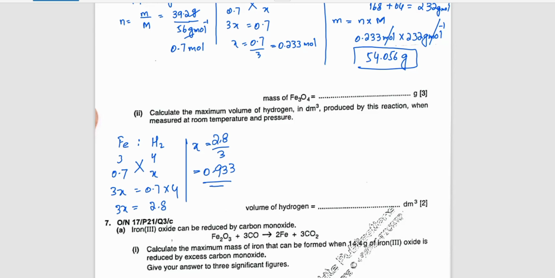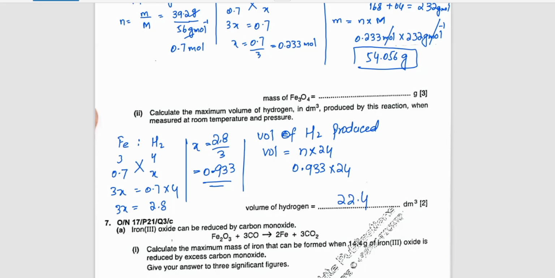So now let's find out its volume. We have to find the volume of hydrogen produced. Volume is equal to number of moles multiplied by 24 dm cube. So number of moles 0.933 multiplied by 24 gives 22.4 dm cube. This is the answer.